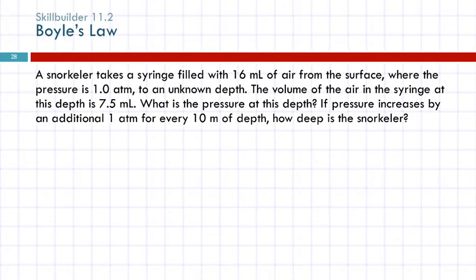So let's look at this example. A snorkeler takes a syringe filled with 16 milliliters of air from the surface, where the pressure is 1 atmosphere, to an unknown depth. We might ask, why does he do this? We don't know. He just does, and we have to deal with it. The volume of the air in the syringe at this depth is 7.5 milliliters. What is the pressure at this depth? If pressure increases by an additional 1 atmosphere for every 10 meters of depth, how deep is the snorkeler?